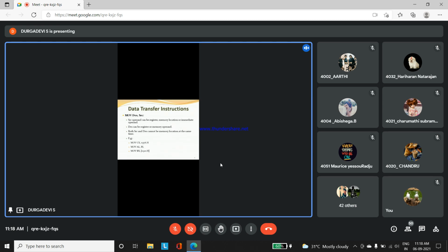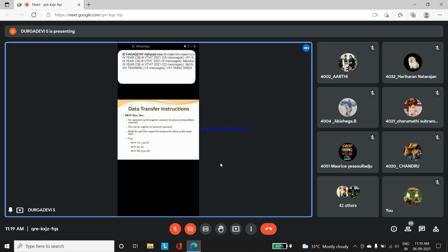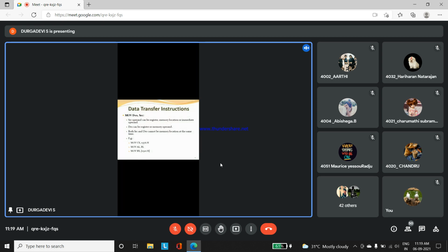See another example. MOV AL, BL. So what are you doing here? You are moving the data, or copying the data, from the BL register to the AL register. Okay. What is the third one? You see the third one?